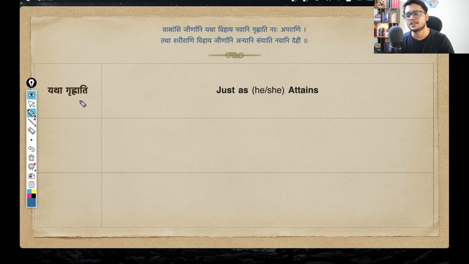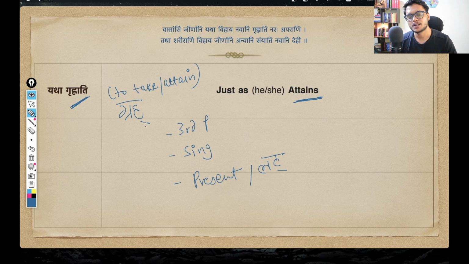So Yatha Grihnati. Grihnati means some third person attains. Okay, and this Kriya Pada, this form, comes from Graha Dhatu. Graha Dhatu again means to take or to attain, in the sense of acquiring something. And the form here, Grihnati, is a simple third person, singular, present tense, that is Lat Lakara in Sanskrit. So Graha Dhatu in these properties changes into Grihnati, simply meaning some third person attains, or some third person takes, in either sense.